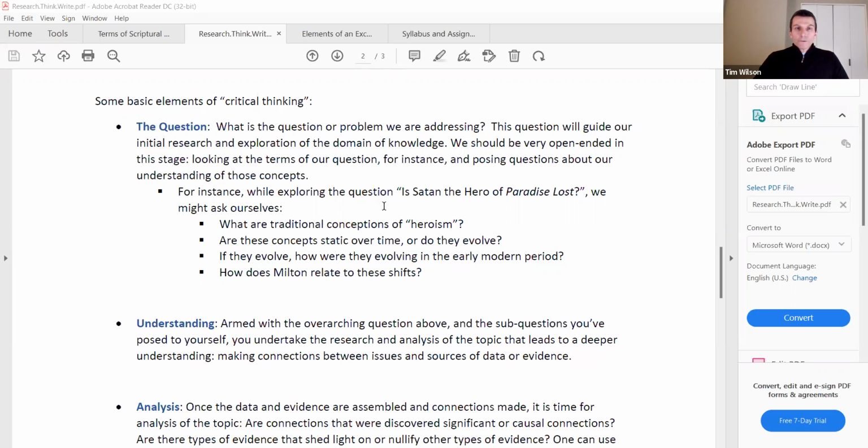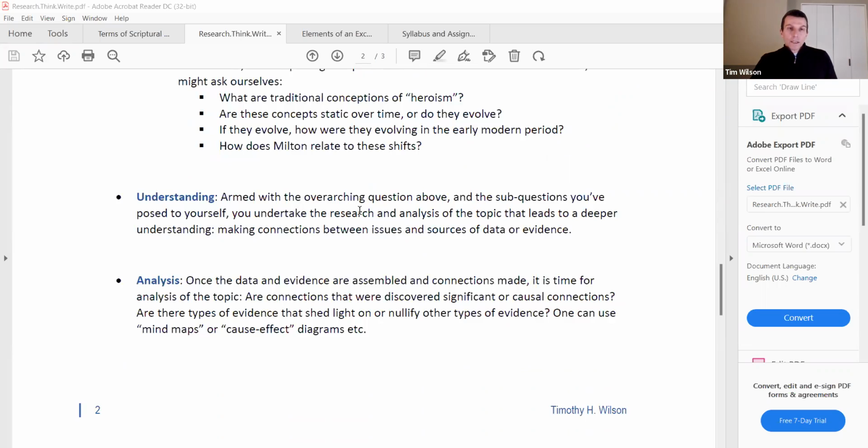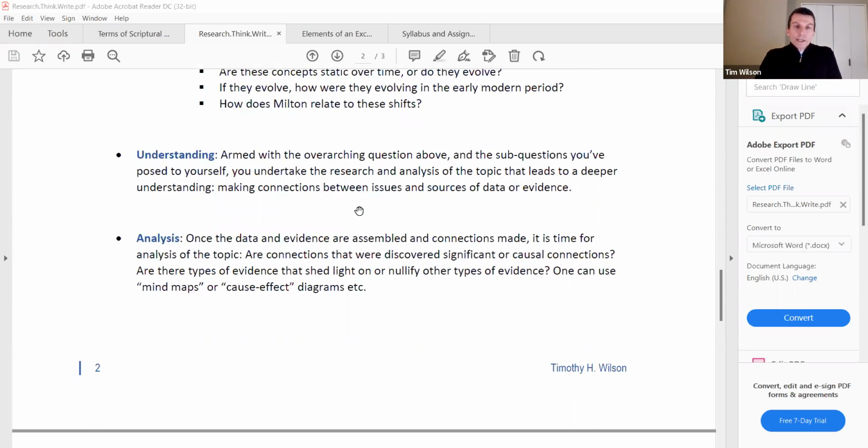So, for instance, while exploring the question, is Satan a hero in Paradise Lost, we might ask ourselves, what are the traditional conceptions of heroism? Are these conceptions static over time, etc.? So we really have to probe the question, make sure we understand the question, first of all, and understand how different perspectives and different sources of information are going to shed light on different aspects of the question. So that's the questioning part, and then understanding: you've read so much, maybe you come to some sort of understanding about the play that you didn't know before, and about the question that you didn't know before.